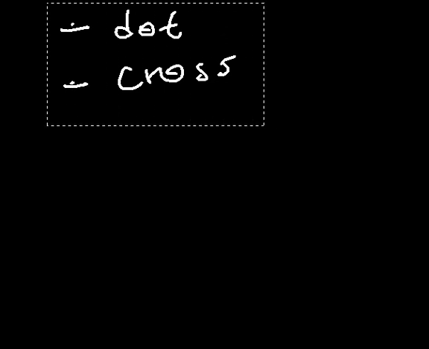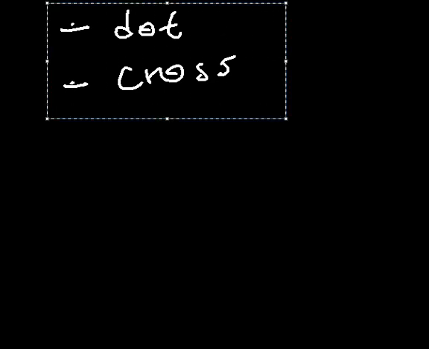So what is the cross product of the two vectors? The cross product of the two vectors gives us a vector as a result. Hence the cross product of the two vectors is also said to be a vector product, because in the case of the cross product of vectors, we get a vector as a result.